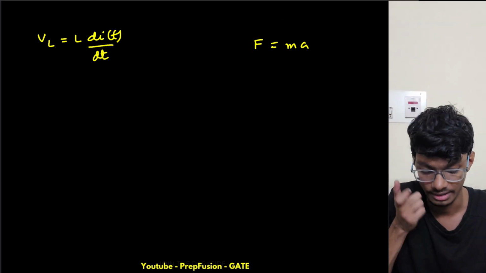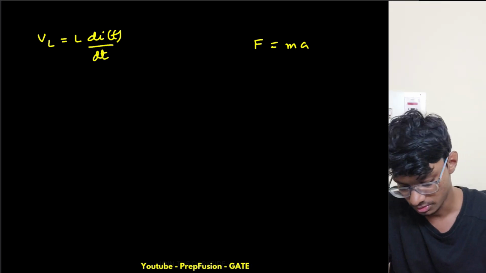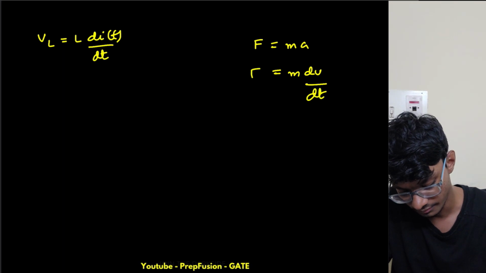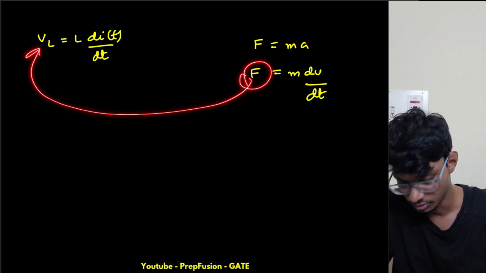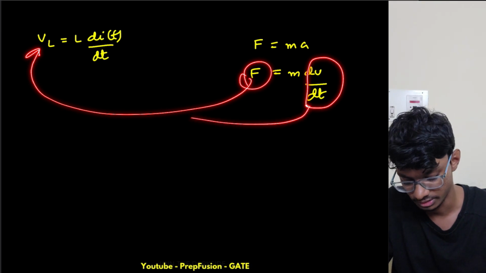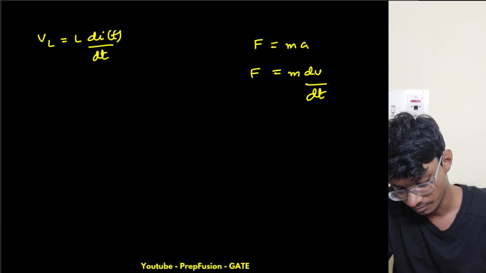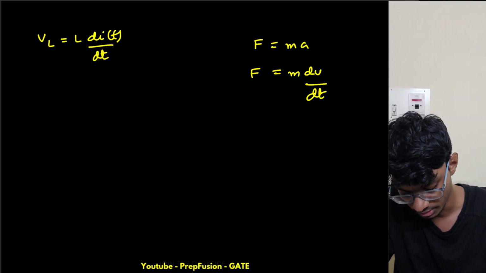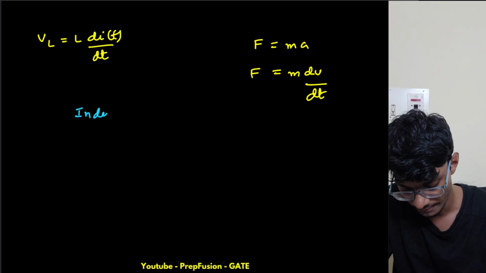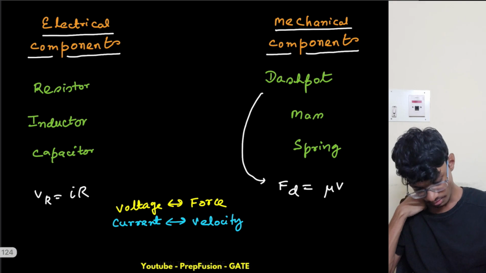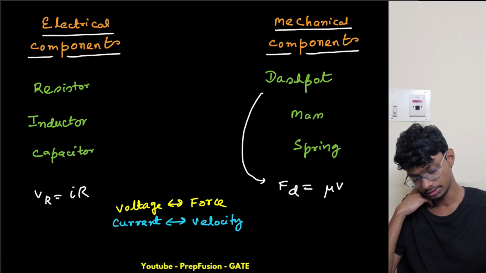Now what is this a? a is the rate of change of velocity. So it becomes F equals m dv/dt. So this is F, and this is also force, and this is change in velocity and this is also change in current, change in flow. Both of them are equivalent. So mass will be equivalent to inductor. So yeah, that is it.